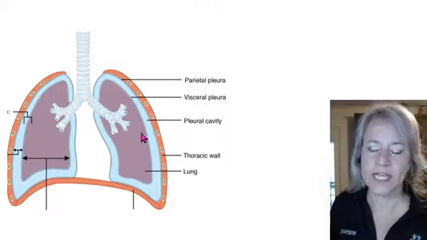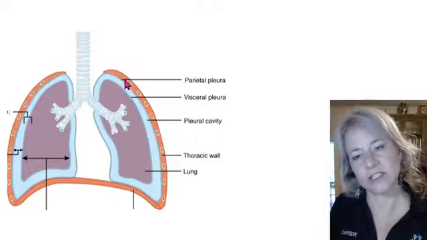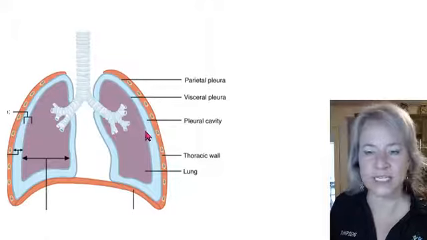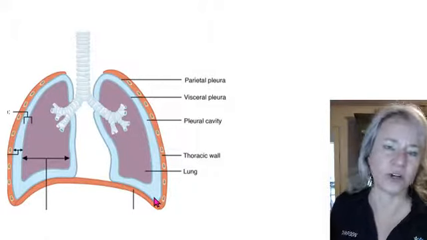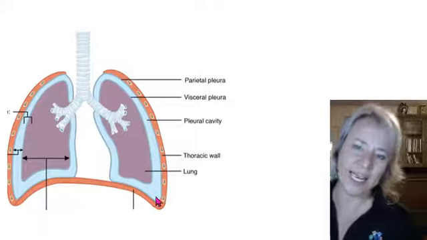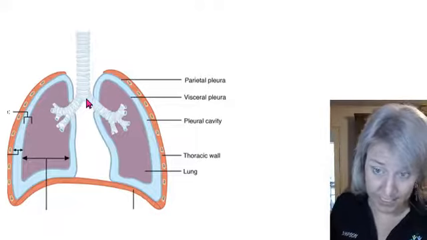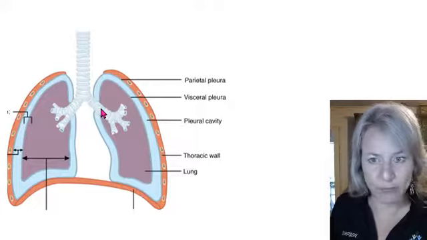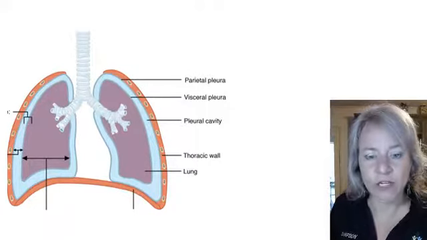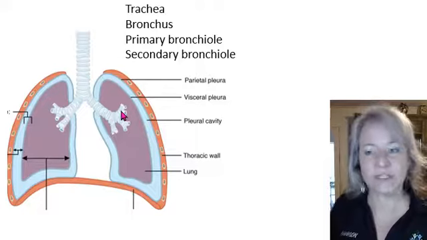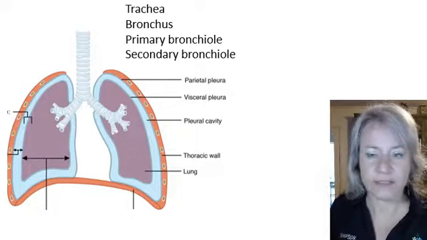And the layer that is attached to the organ is the visceral pleura, and the layer that is not attached to the lung is the parietal pleura, and between them in the pleural cavity is the serous fluid. So it's like your lungs are inflating and deflating in a sack of water. This is going to be the trachea, right bronchus, left bronchus. And you have your primary bronchioles, and then the secondary bronchioles from there. So this is a primary bronchiole and then a secondary bronchiole, and it keeps branching.